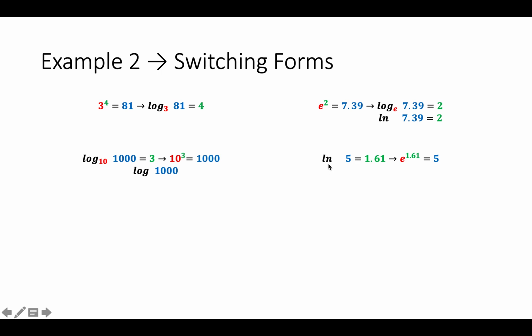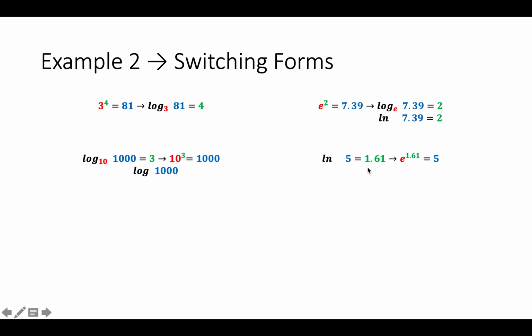So last one in this example, natural log 5 equals 1.61. How do I rewrite this into exponential form? There's the base. Do you see that? Natural log is base e. E to the 1.61 power equals 5.